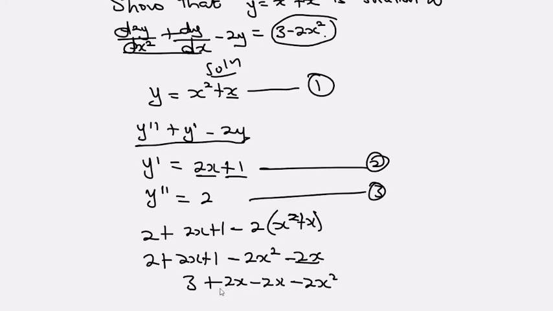So we have 2 terms here which are like, and one is positive and one is negative. So this one is cancelled. And then we are going to have 3 minus 2x squared. So clearly you can see that our final result shows that the differential equation here, when we substitute them, we are going to have 3 minus 2x squared as our final answer. So hence y equals x squared plus x is a solution to the ordinary differential equation.